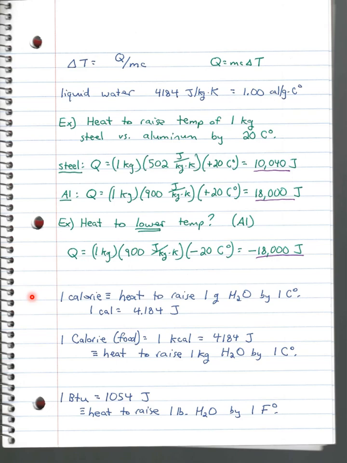And if it ever comes up, here's a conversion into English units. 1 BTU, which is a British thermal unit, is equal to 1,054 joules. It is by definition the heat needed to raise 1 pound of water by 1 Fahrenheit degree.